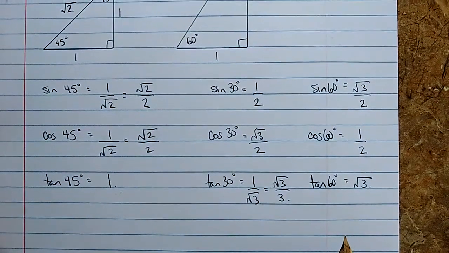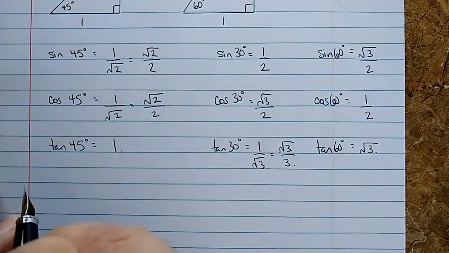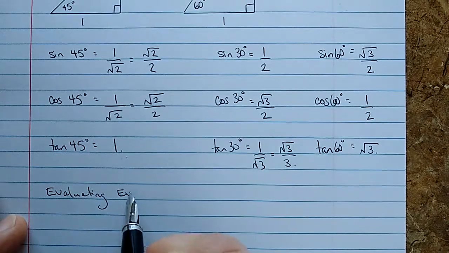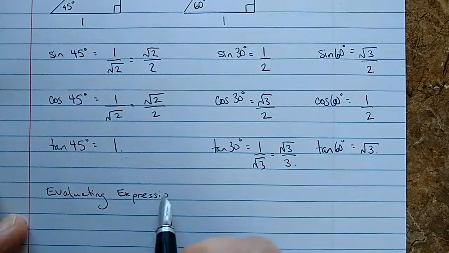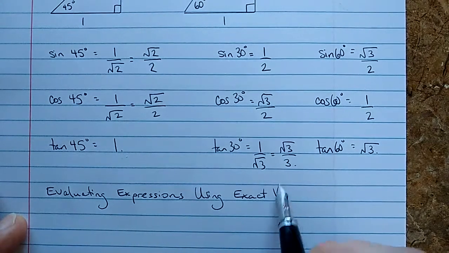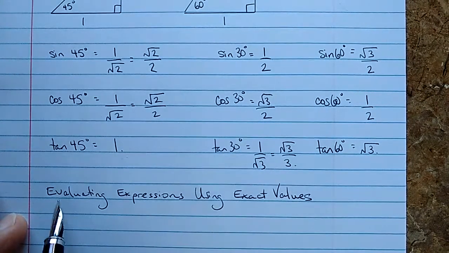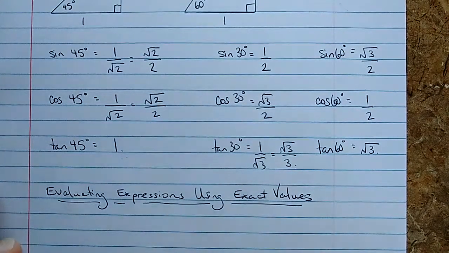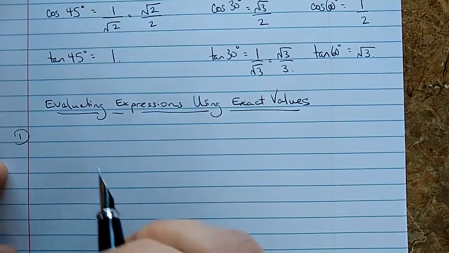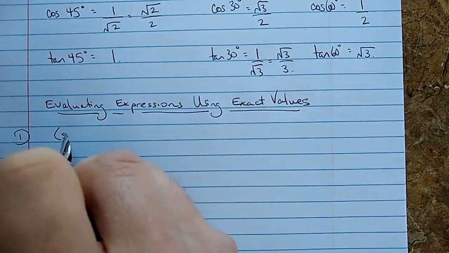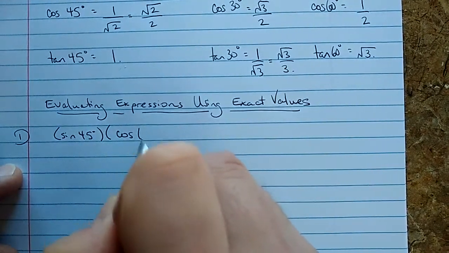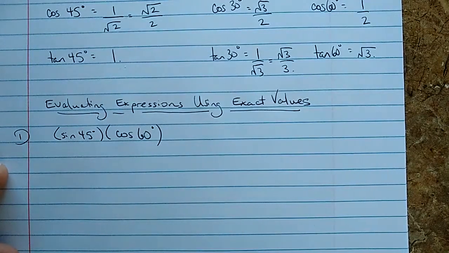So now we have a nice numerical representation for each one of these different ratios. We can use this to evaluate expressions with exact values. For example, let's do a few of these. What if we needed to know what is the sine of 45 degrees times the cosine of 60 degrees?